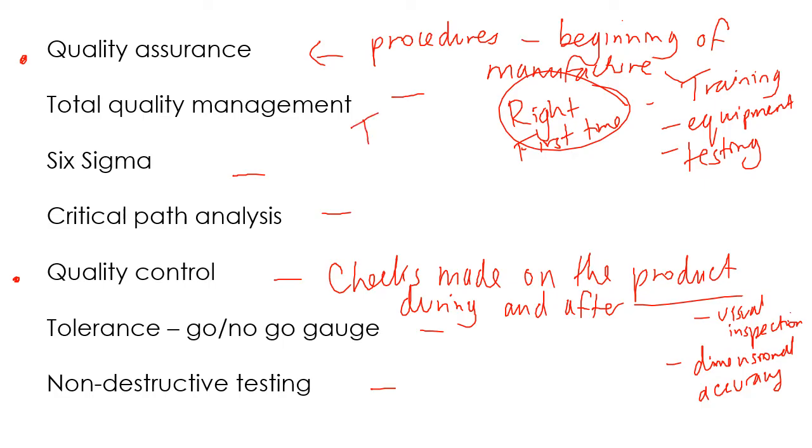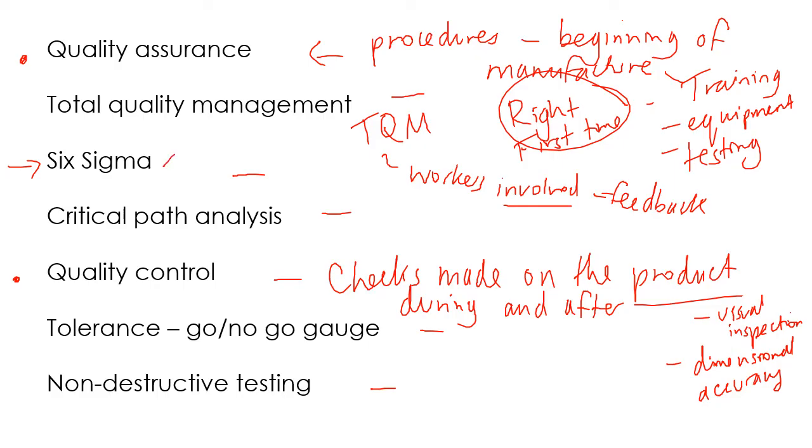Total quality management, sometimes shortened to TQM, is getting the workers involved in all aspects of the production, getting their feedback, and constantly making sure that you are making improvements to improve quality. Six Sigma is a strategy used again to identify issues in manufacturing and in terms of quality. If you've never looked at Six Sigma, I would look at YouTube for this one. I'm sure you'll find some good videos on Six Sigma.